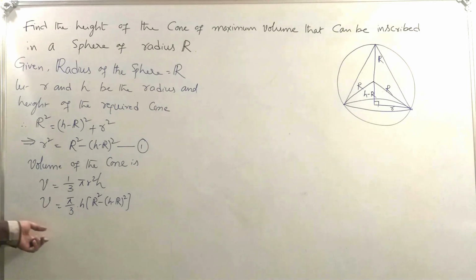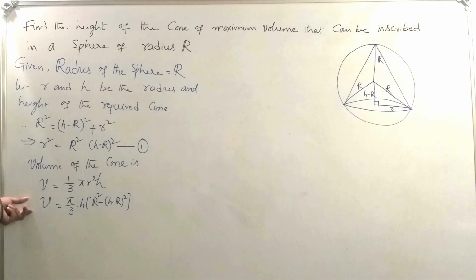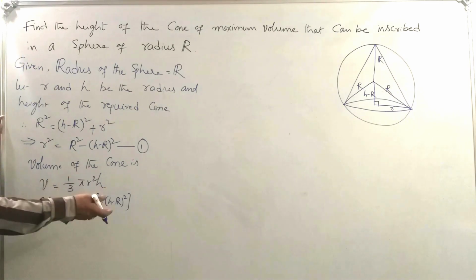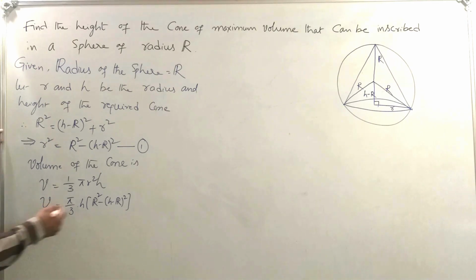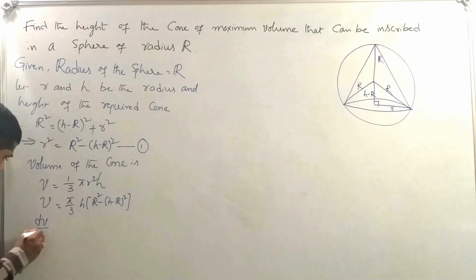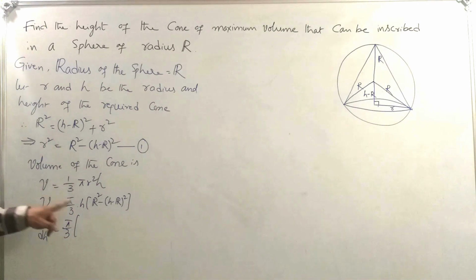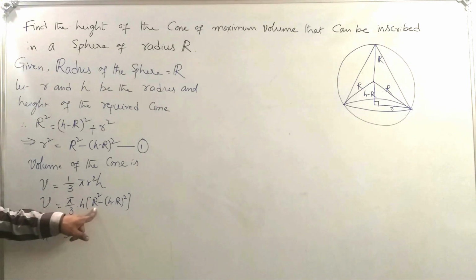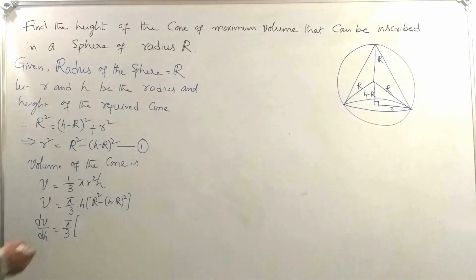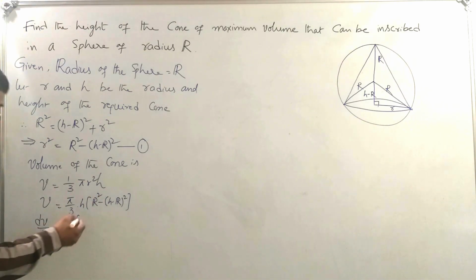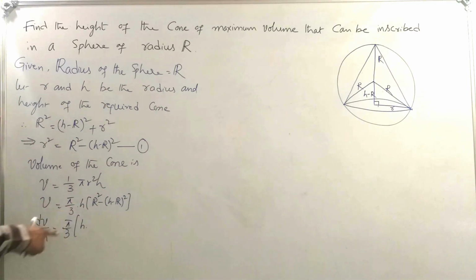Now to find the maximum or minimum volume, we need to take the derivative of V with respect to h. We know that. So let me calculate dV by dh. Now dV by dh is equal to pi by 3 constant. Now inside we have h as one term and R square minus (h minus R) whole square as the other term. So I am using the UV formula here: first function into derivative of the second function, with respect to h.